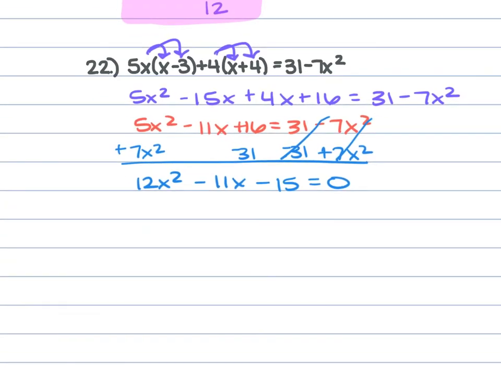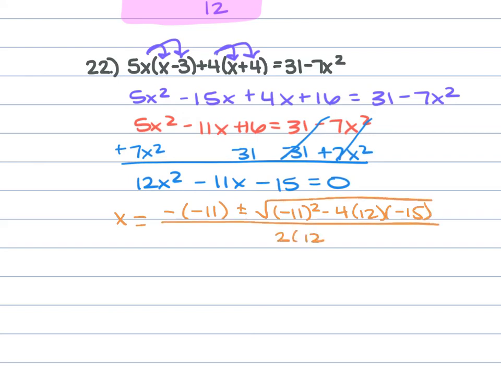From here, I'm just going to use my quadratic formula. So x is equal to a negative times negative 11 plus or minus the square root of negative 11 squared minus 4 times 12 times negative 15 all over 2 times 12.